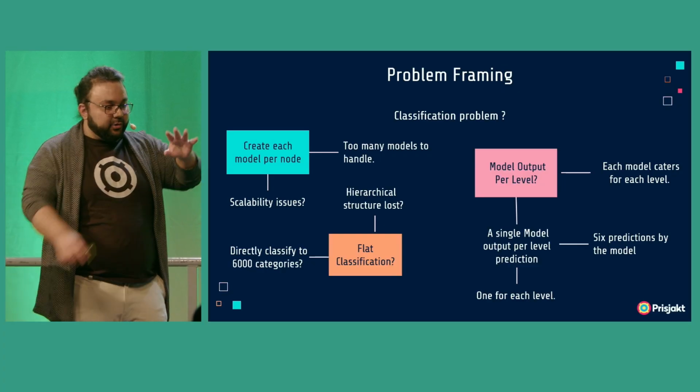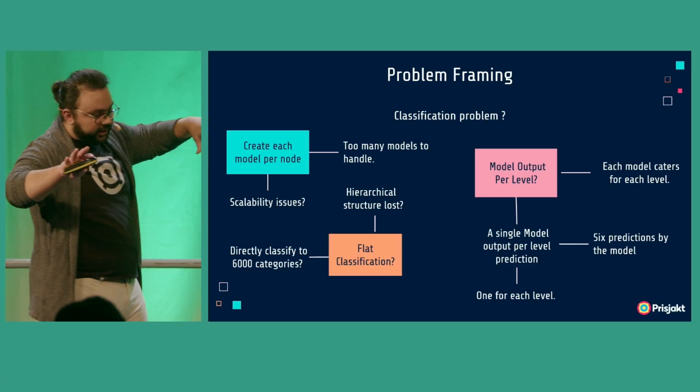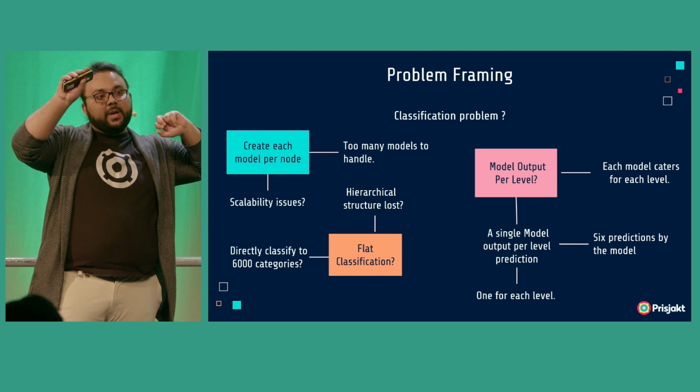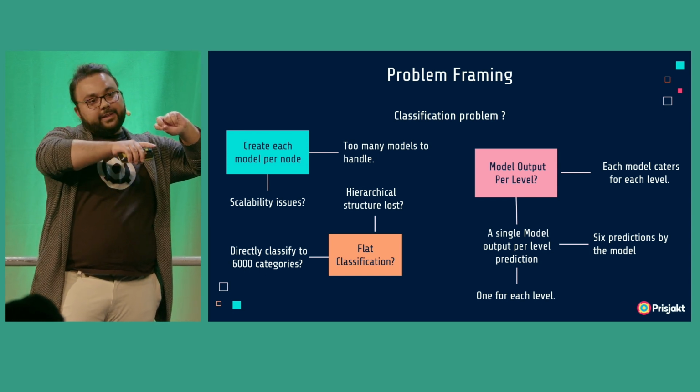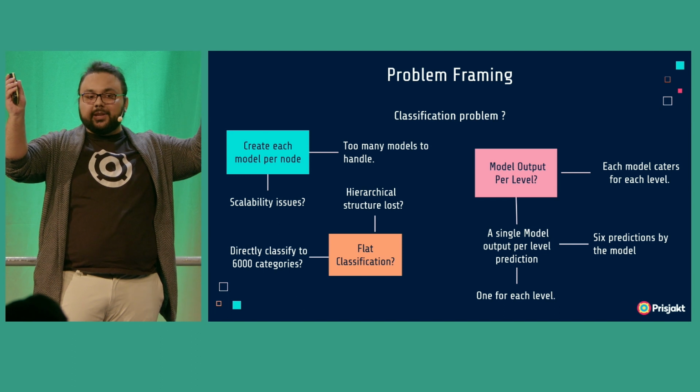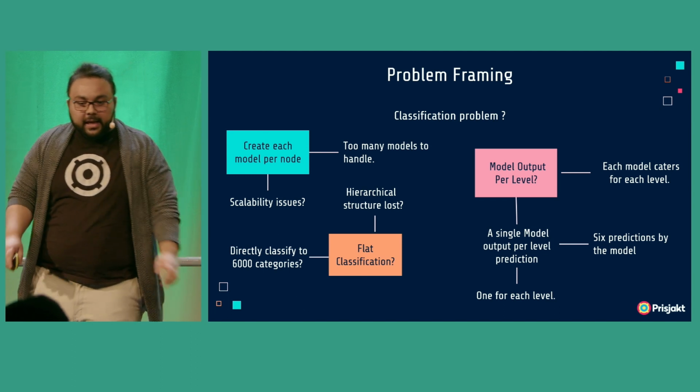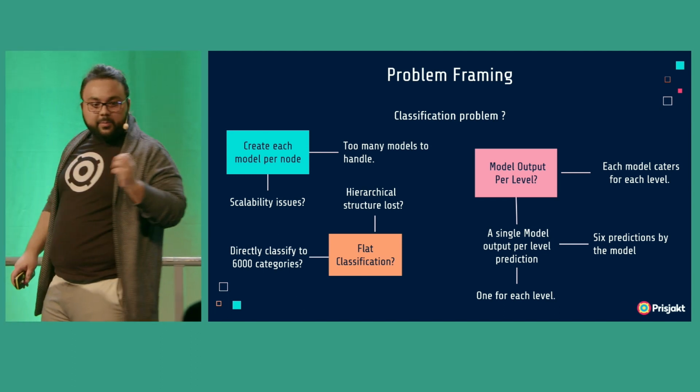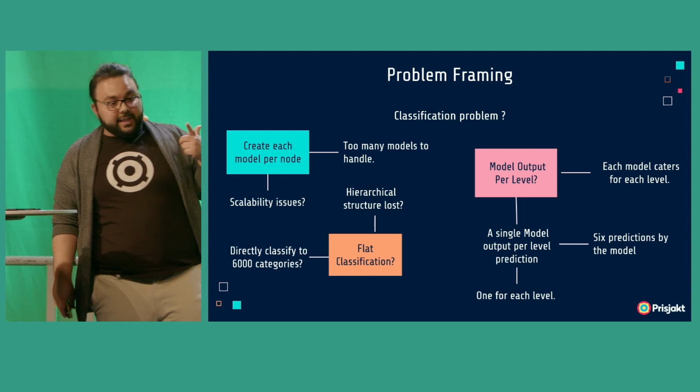The second way to go about this was to create a model per node. If you think of the hierarchical structure, if we create a model for every single category, it ended up being like 6,000 models. Yeah, not scalable. The third option was the model output per level. That was something interesting.